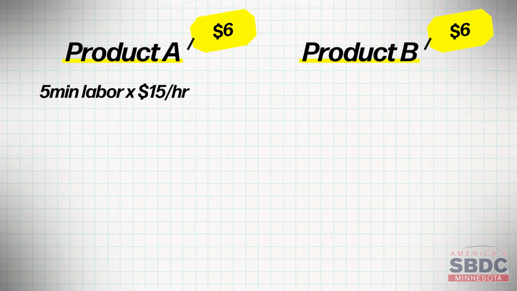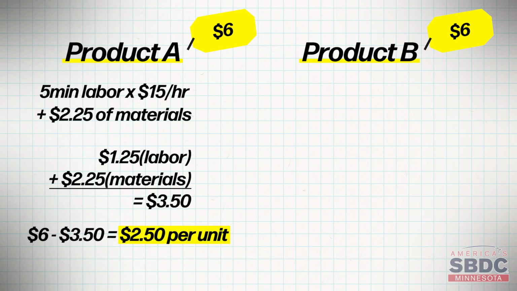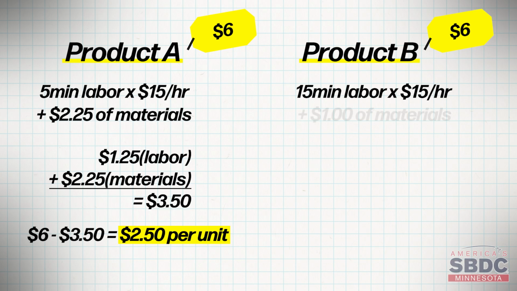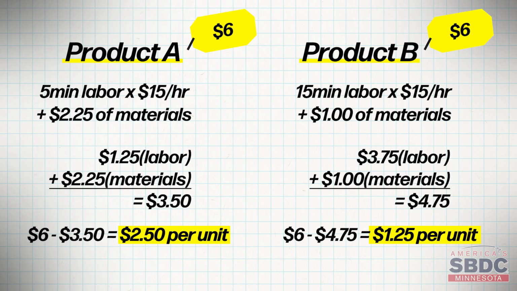Product A requires 5 minutes of labor at $15 an hour and $2.25 of material. The total cost is $3.50. The gross profit on this would be $2.50 per unit. Product B requires 15 minutes of labor at $15 an hour, but it only takes $1 worth of material. The total cost is $4.75. The gross profit on this would be $1.25 per unit.